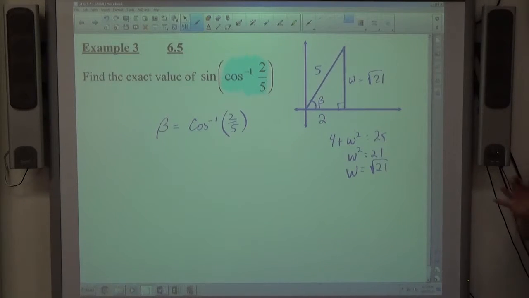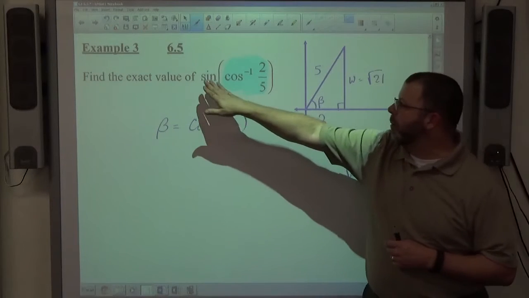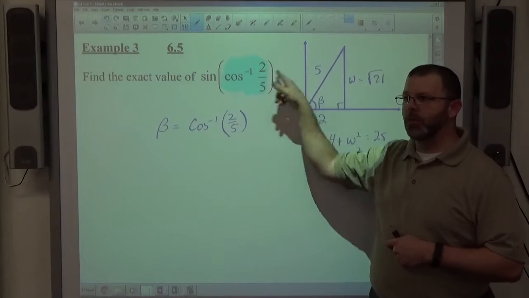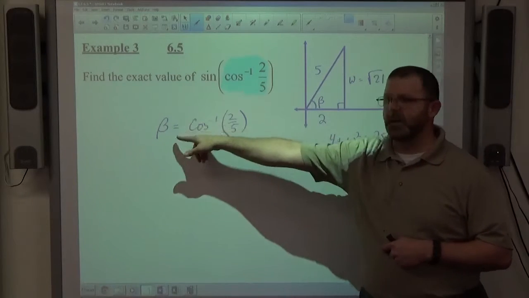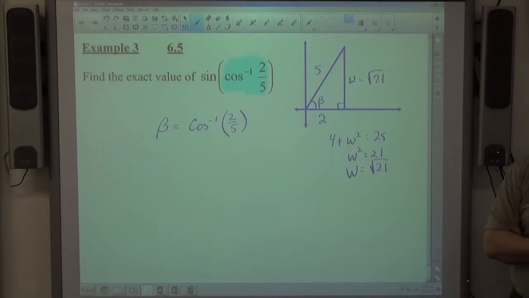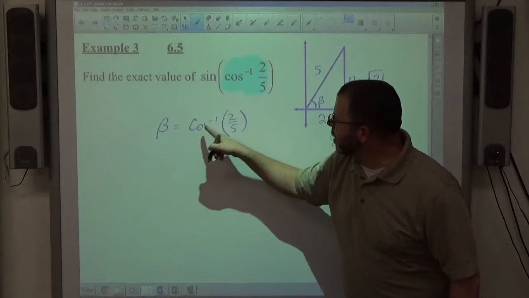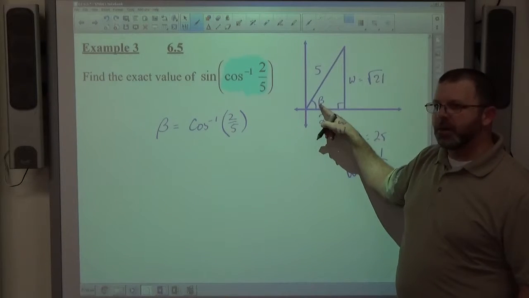What I want you to do when you see this type of problem, trig function of inverse trig function of anything, is draw a triangle representing the inverse trig function and name it something. Your favorite Greek letter. If you don't like Greek letters, your favorite regular letter. I don't care what you call it. Name it something. And notice beta is equal to this thing, and beta has a picture right here.